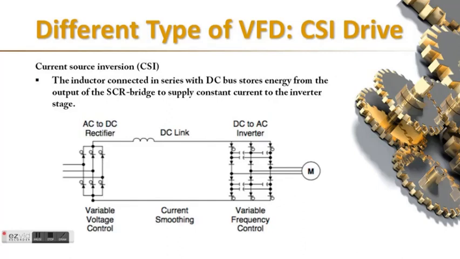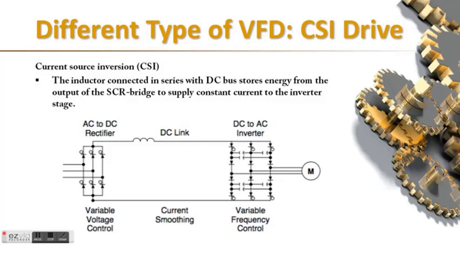In a CSI drive, the inductor connected in series with the DC bus stores energy from the output of the SCR bridge to supply constant current to the inverter stage. Common ways to operate VFDs of this topology are PWM controlled or 6-step waveform output. CSI drives are mainly used in applications which require torque control, which can be done by controlling current, whereas VSI drives are used in applications in which rapid change in speed is required.